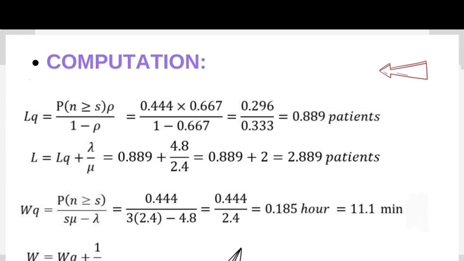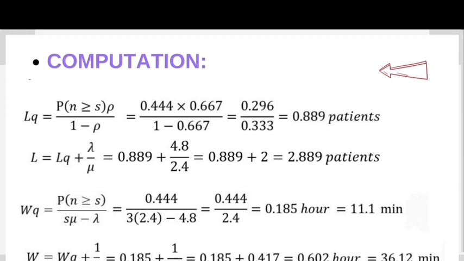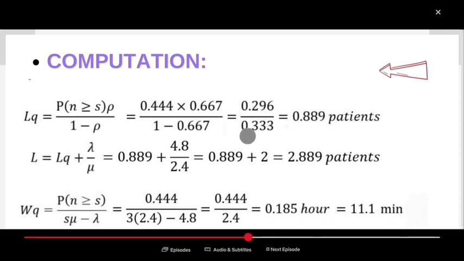Next, the average time a patient spends in the waiting line before being served by the dentists is 0.185 hour, equivalent to 11.1 minutes. Lastly, to compute W, we also substitute the value of WQ into the formula of W, and we compute the final value of 0.602 hour, equivalent to 36.12 minutes, and that is the average time a patient spends in the system in the problem.